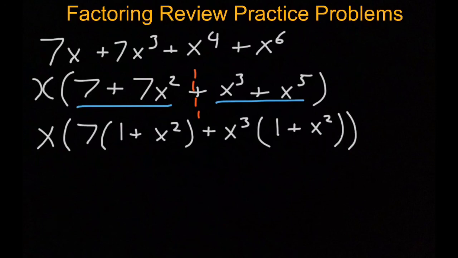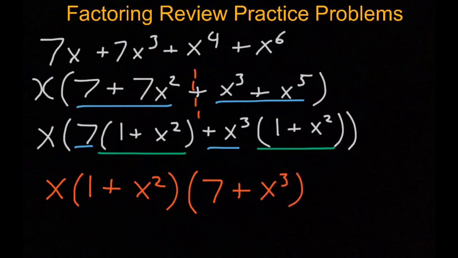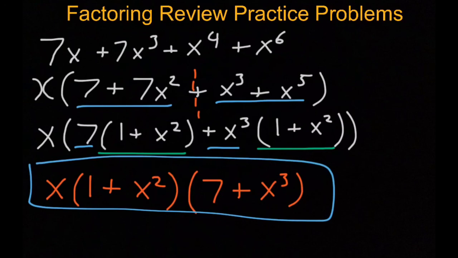So now, what can we take out from inside the brackets here? We can factor out a 1 plus x squared. So for the answer, we have x cubed, bracket 1 plus x squared. And what's left in the brackets here? We have 7 and positive x cubed. So we can write that down here. 7 plus x to the power of 3. And this right here is our final answer for the third question.